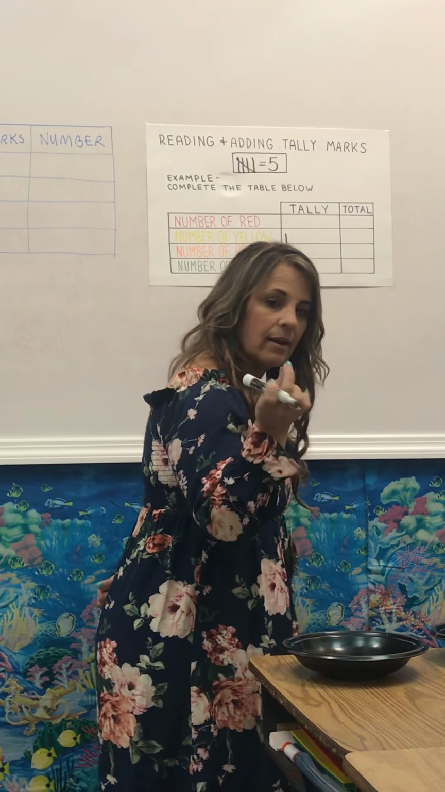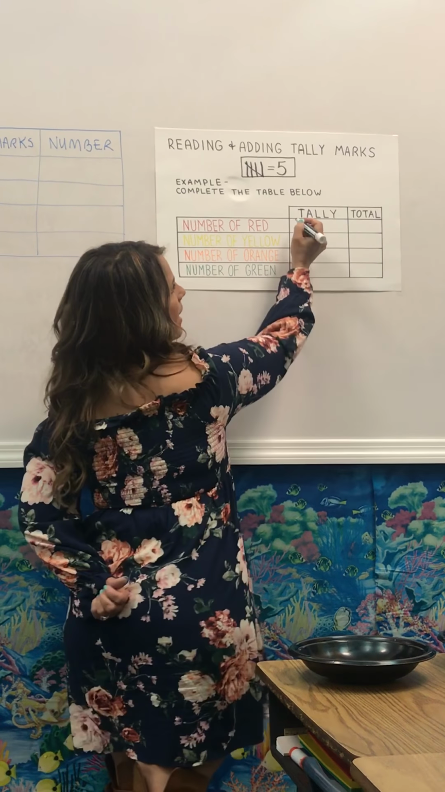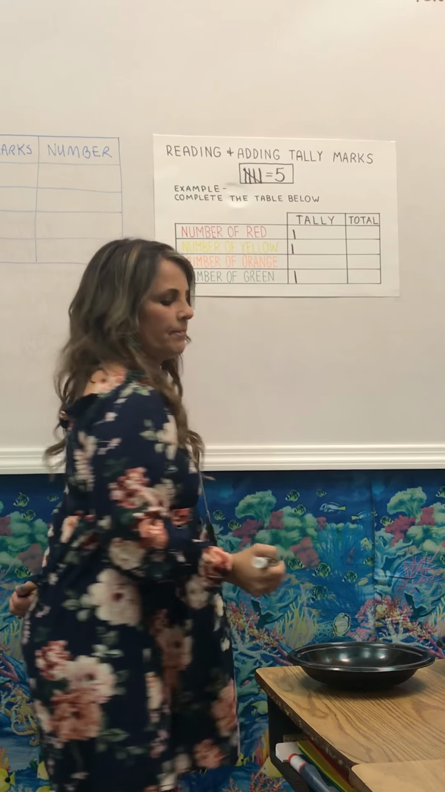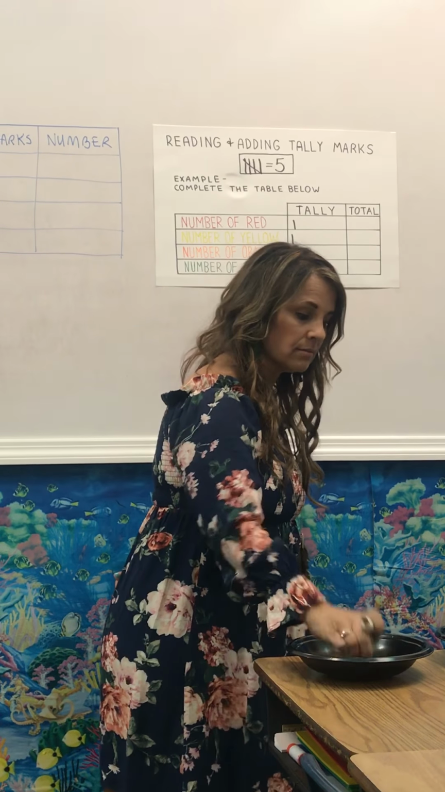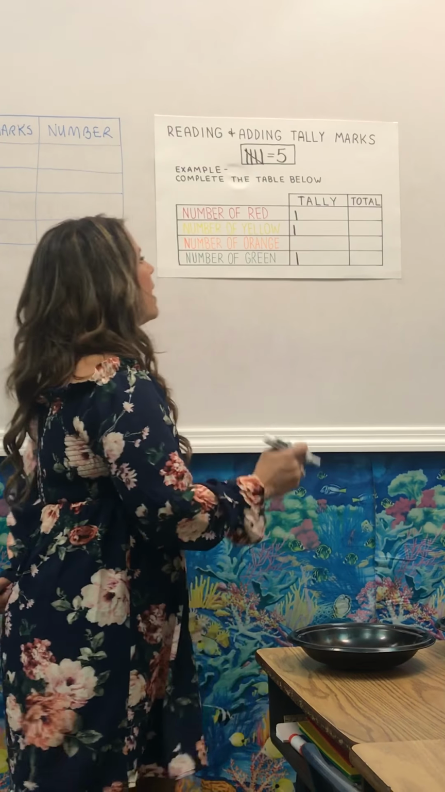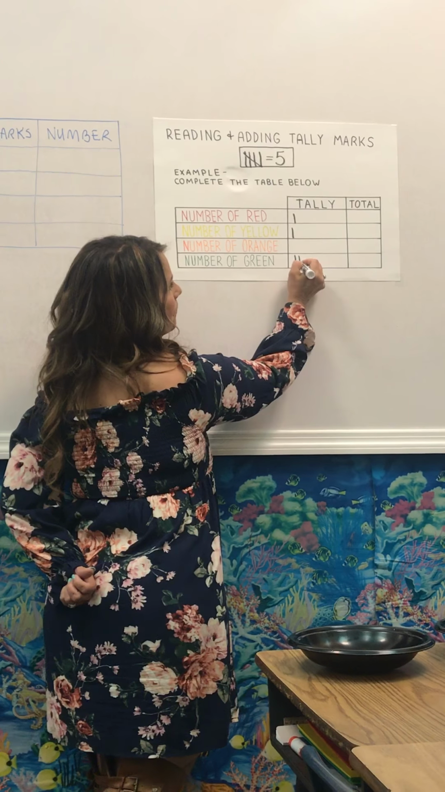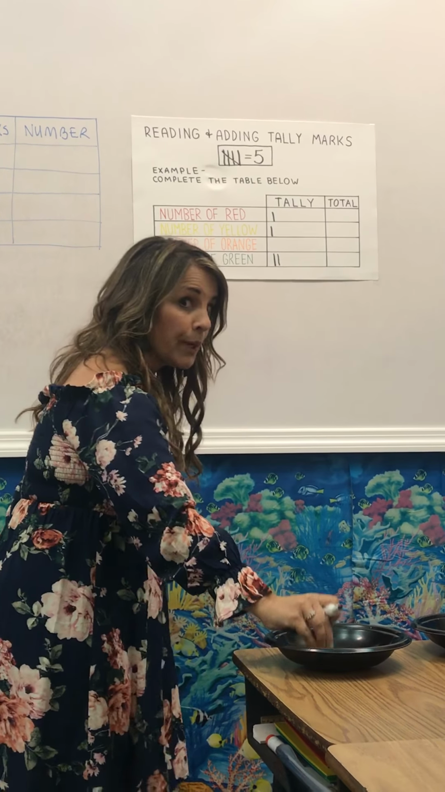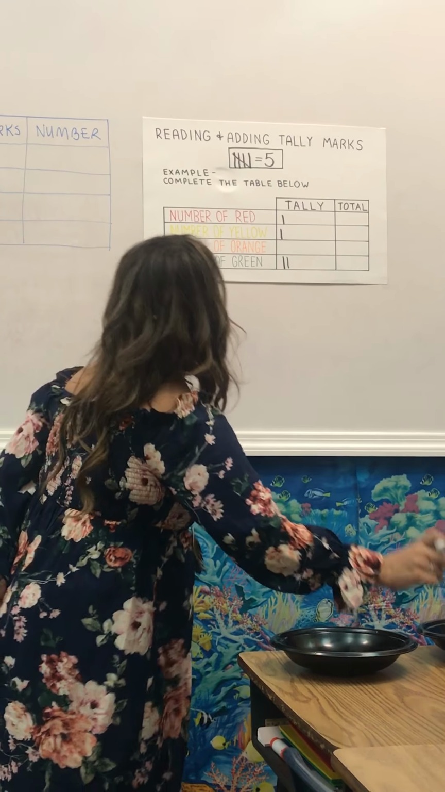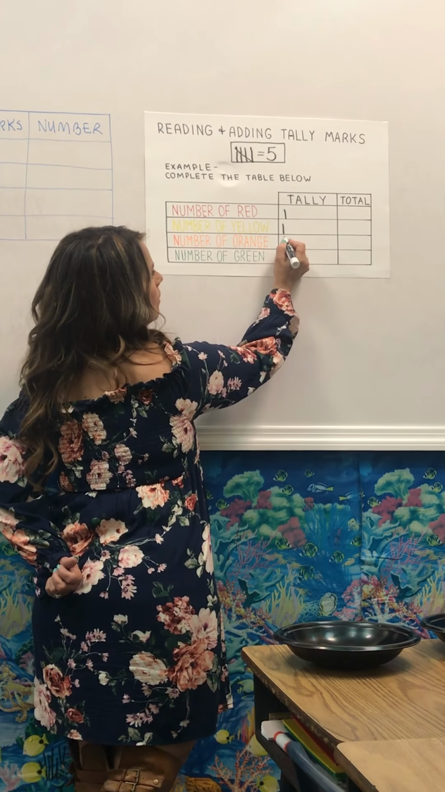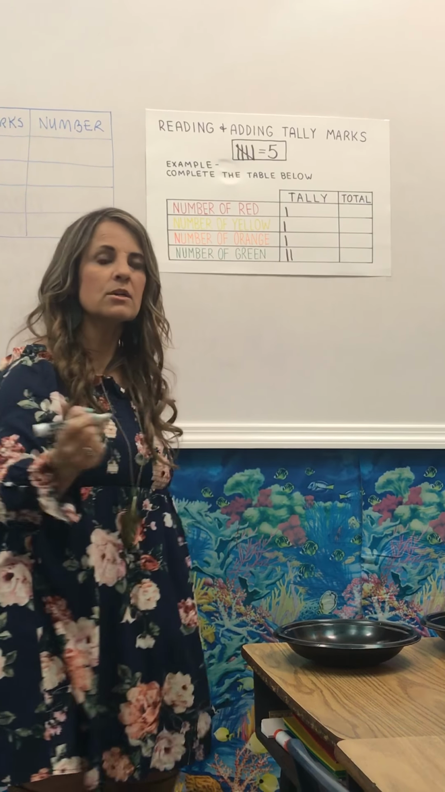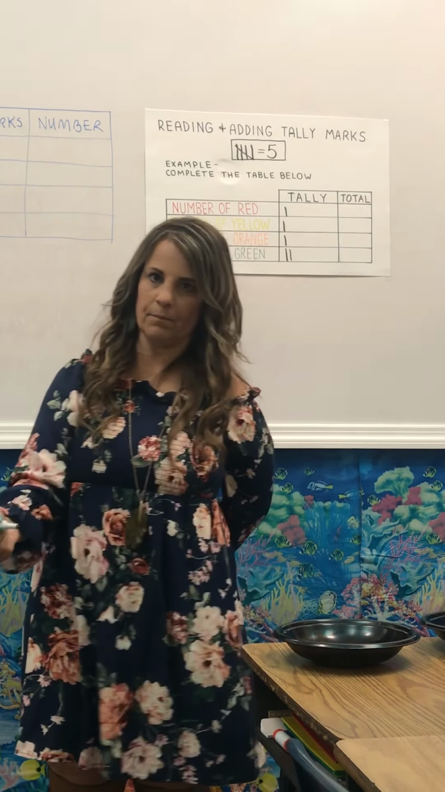Then our next one is red. Let's put down 1 tally for red. And then our next one is a green. Let's put down another green. And our next one, I'm just randomly picking, is an orange. Let's put down 1 for orange. So we're going to start doing these a little bit quicker, okay?